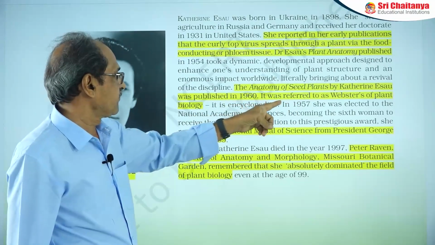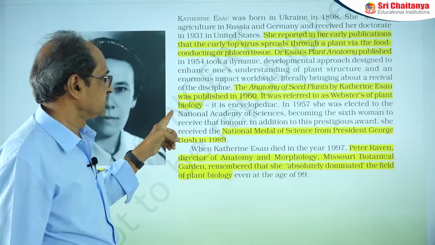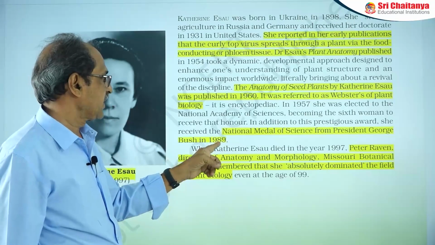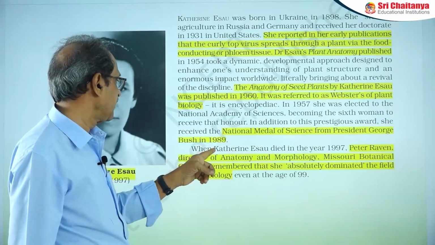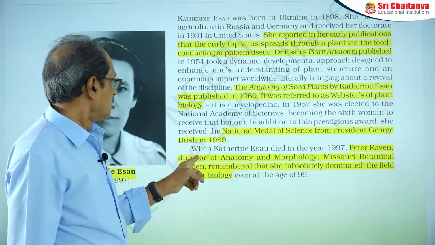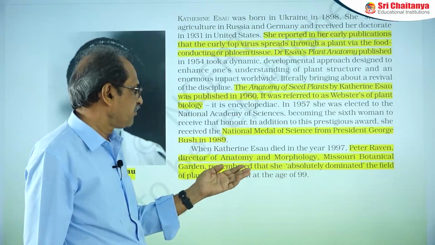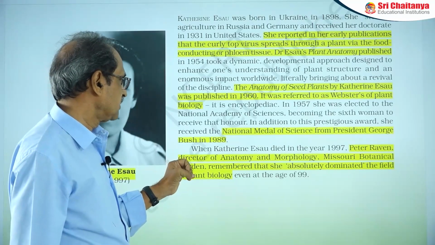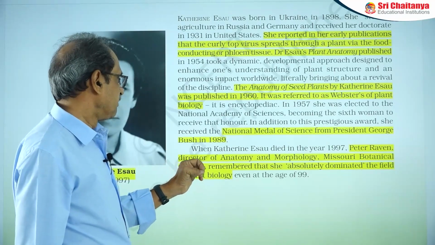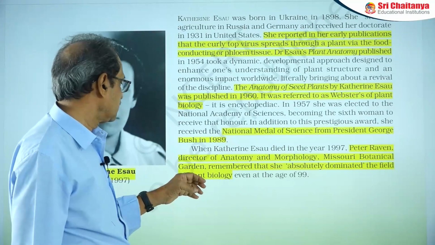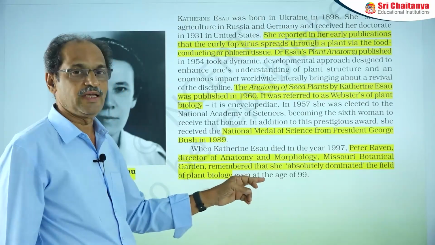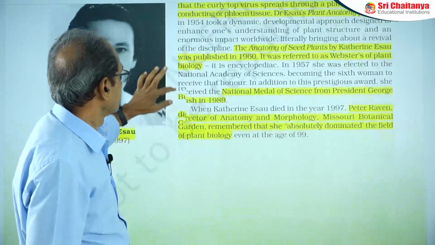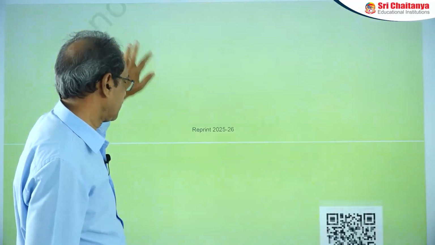And the second one is referred to as Webster's of Plant Biology. Among prestigious awards, she received the National Medal of Science from President George Bush in 1989. And the very important comment was made by Peter Raven, Director of the Missouri Botanical Garden, who remembered that she absolutely dominated the field of plant biology even at the age of 99. This is regarding the scientist Catherine Esau.